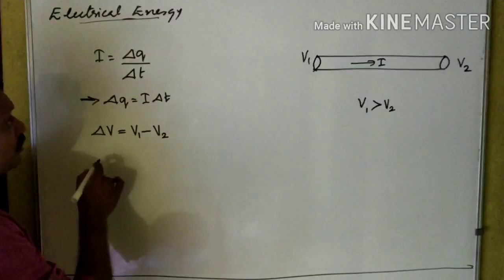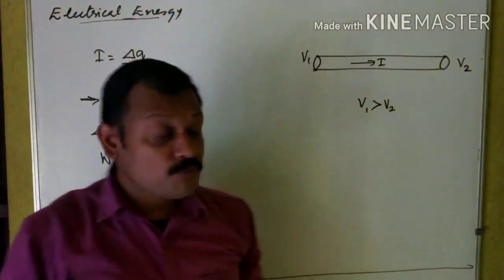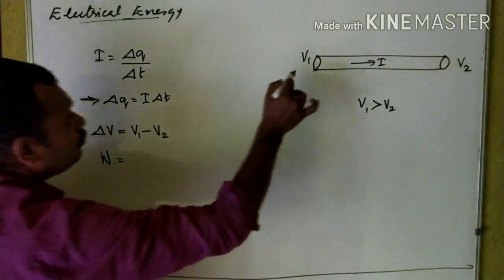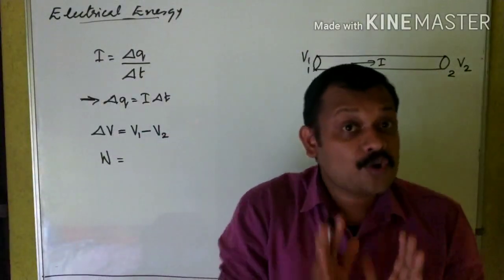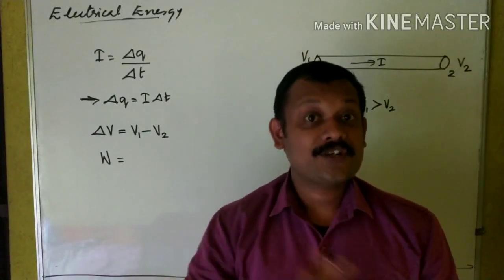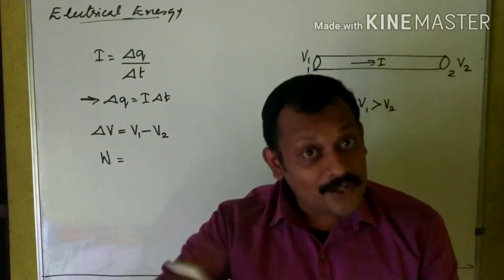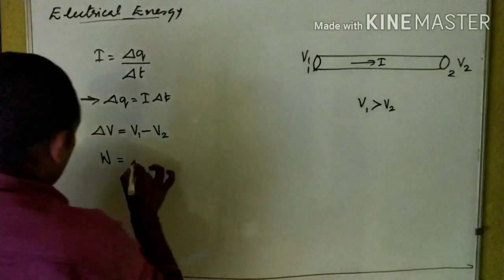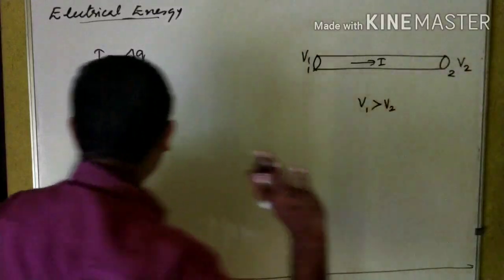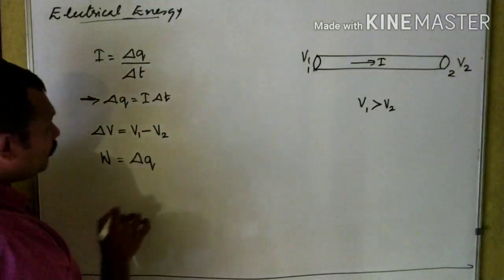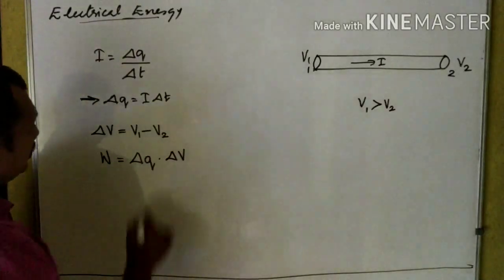Now the question I am asking is, what is the work done to move a charge ΔQ from cross section 1 to cross section 2? If I send ΔQ charge, from the previous chapter we have learned that work done is equal to ΔQ into ΔV, right?